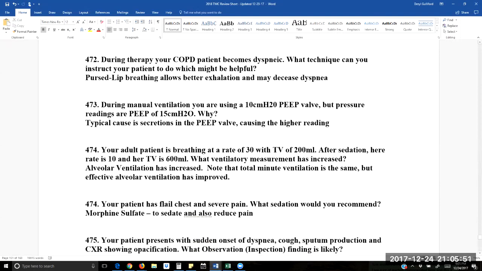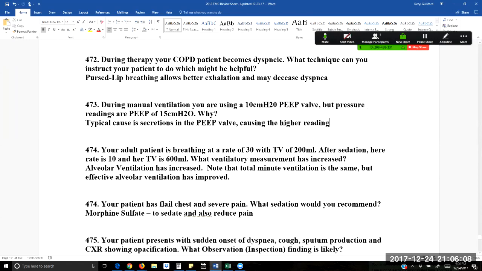474, your adult patient is breathing at a rate of 30 with a tidal volume of 200. Okay, so that's 3 times 2 is 6,000 milliliters. That's 6,000 milliliters minute ventilation. After sedation, her rate is 10 and tidal volume 600. So that's 6,000 milliliters of minute ventilation. What ventilatory measurement has increased?